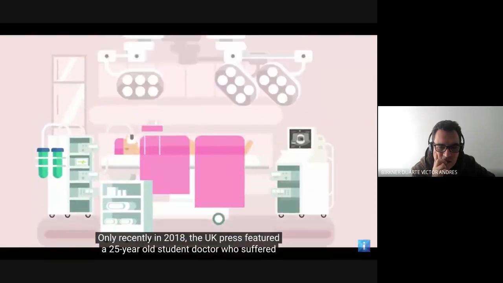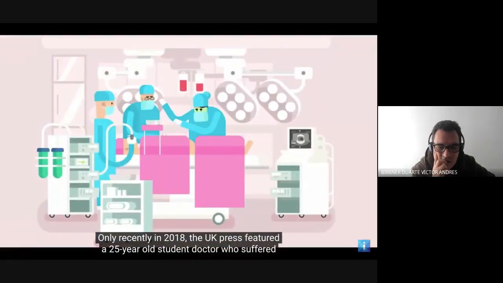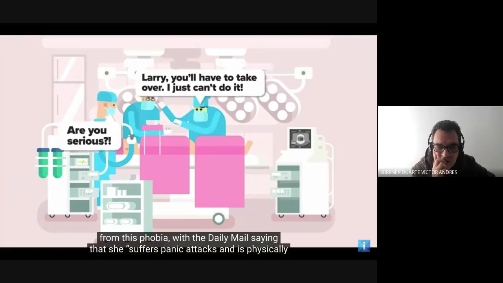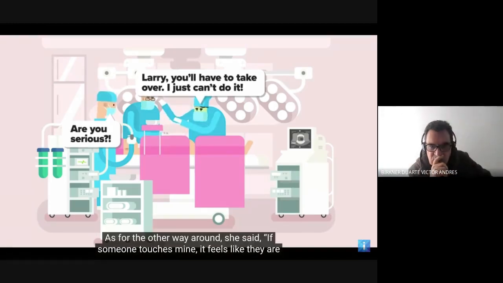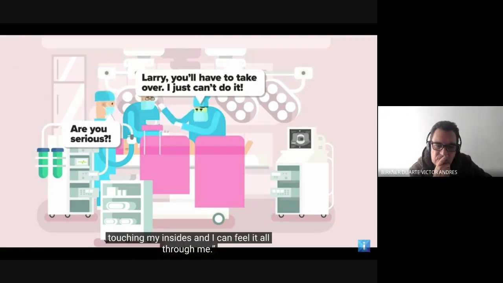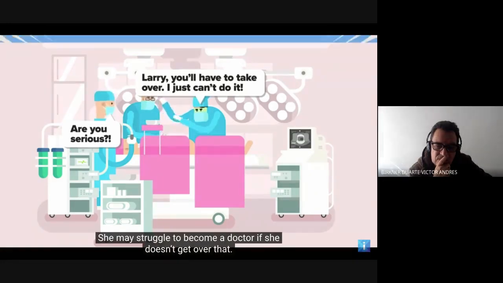Only recently, in 2018, the UK press featured a 25-year-old student doctor who suffered from this phobia, with the Daily Mail saying that she suffers panic attacks and is physically sick when she sees someone's navel. As for the other way around, she said, if someone touches mine, it feels like they're touching my insides and I can feel it all through me. She may struggle to become a doctor if she doesn't get over that.